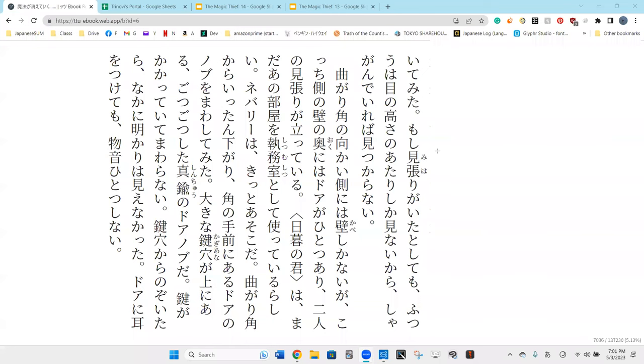Off with the main character crouching, because he believes that if there are any guards, they will not be able to see him if he's crouching when he peers around the other side of the corner.